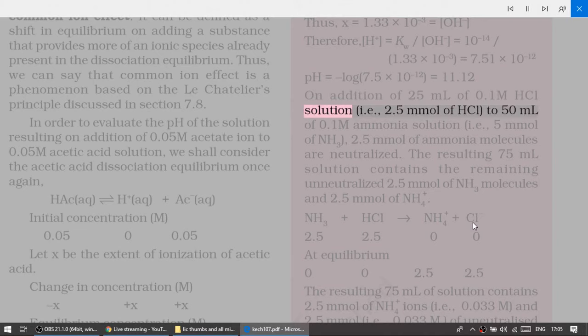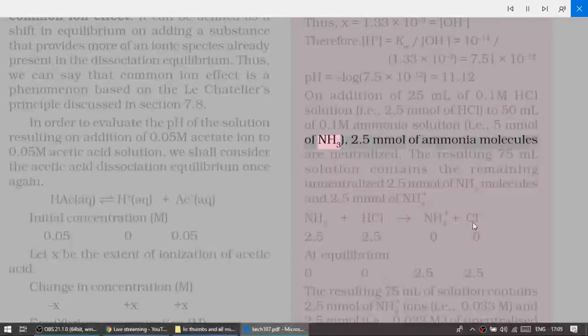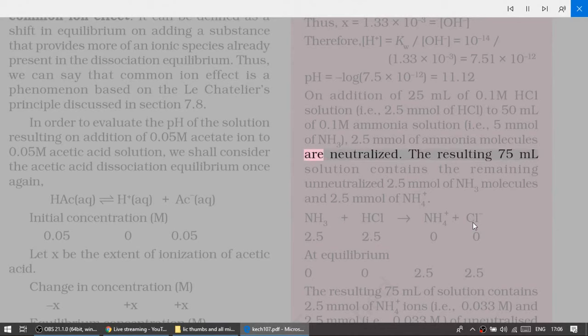On addition of 25 mL of 0.1 M HCl solution, i.e., 2.5 mmol of HCl, to 50 mL of 0.1 M ammonia solution, i.e., 5 mmol of NH3, 2.5 mmol of ammonia molecules are neutralized. The resulting 75 mL solution contains the remaining unneutralized 2.5 mmol of NH3 molecules and 2.5 mmol of NH4+.